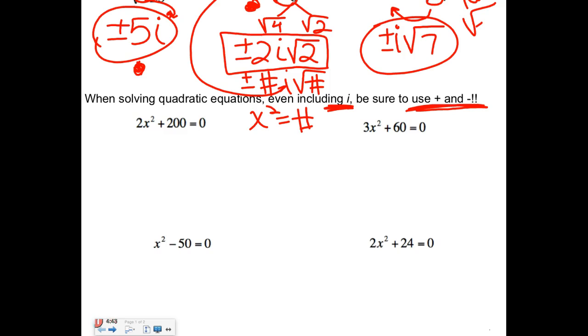All right, so let's review what we did last week. On this one, trying to get this x squared on its own, so I'm going to minus the 200 from both sides.